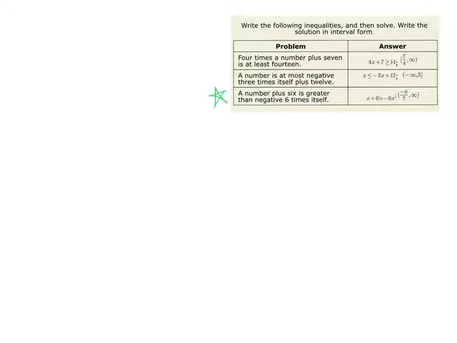A number plus 6 is greater than -6 times itself. Again, we don't know this number, so we call it x. A number plus 6 is greater than, well, it just tells you what it is. It's greater than -6 times itself, which is x. Solving this, I am going to subtract x from both sides. Getting 6 is greater than -7x.